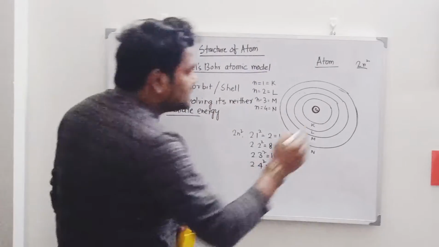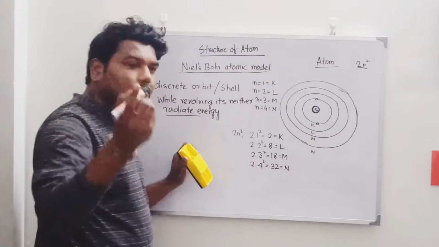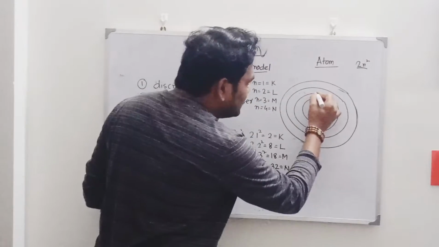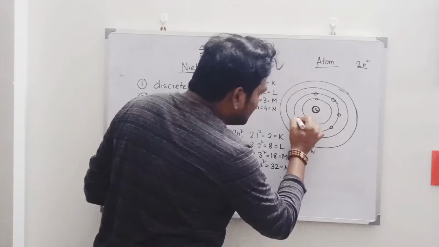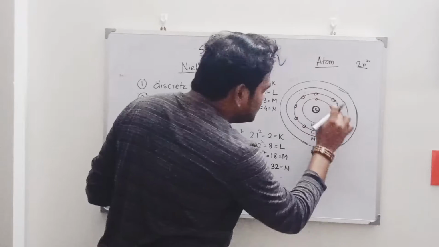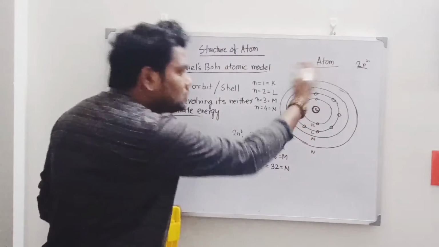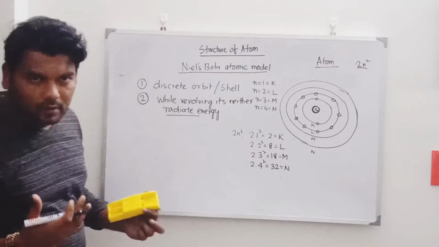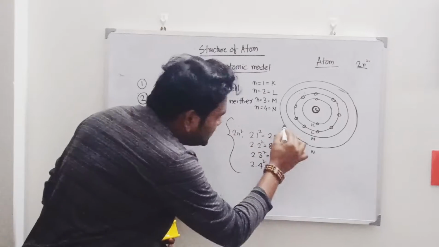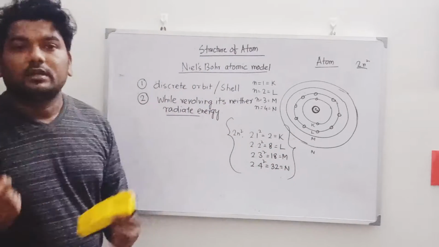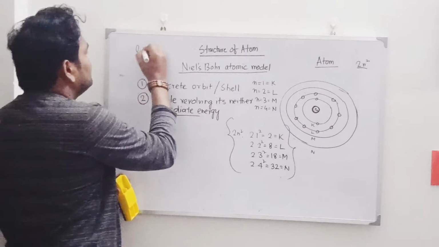Now the electrons are revolving like this. For the K shell the number of electrons is 2, and for the next shell there must be 8 electrons: 1, 2, 3, 4, 5, 6, 7, 8. Then 18 is next, then 32, and so on. This is the basic formula we need to show the number of electrons revolving around the nucleus. Let's take an example.